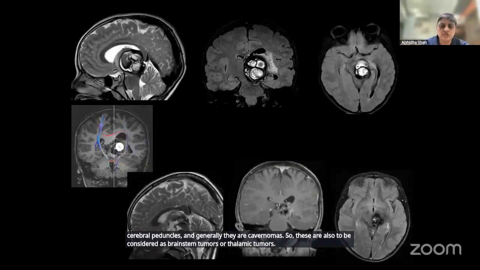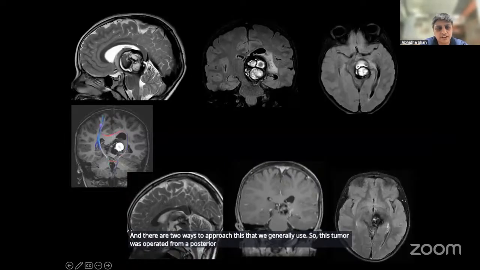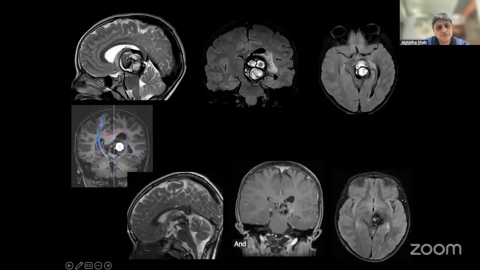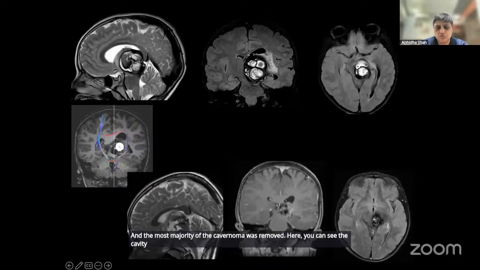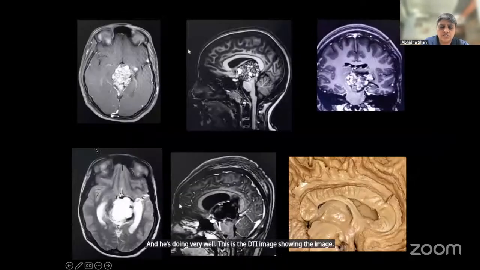And there are two ways to approach this that we generally use. So this tumor was operated from a posterior supracerebellar approach. You can see this is the trajectory that we used. And the majority of the cavernoma was removed. Here you can see the cavity, maybe just a small bit was left behind in the anterior aspect, but this patient is on follow-up and he's doing very well. And this is the DTI image showing the fibers.